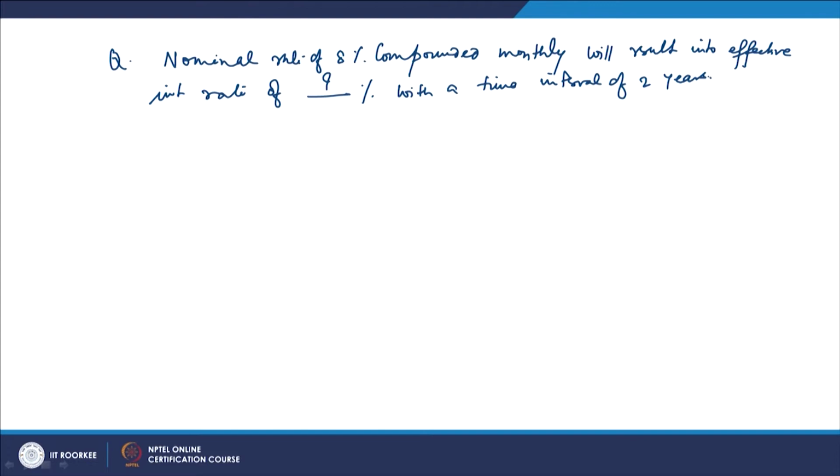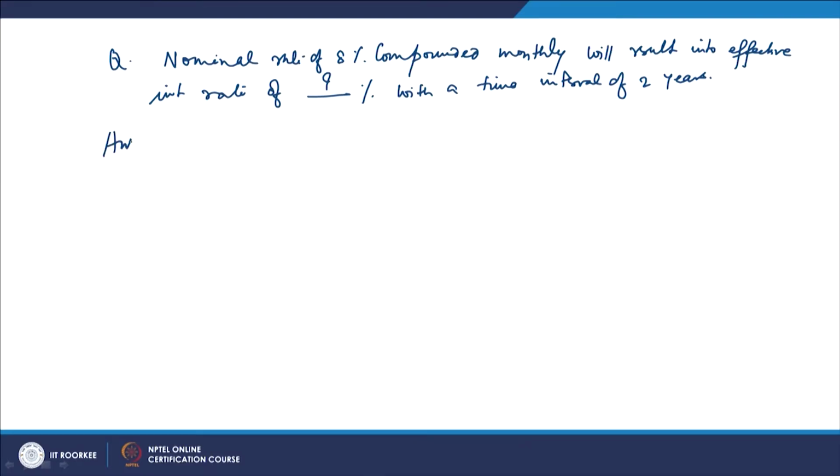We have discussed these types of problems, and we know that the effective interest will be equal to (1 + r/m) raised to the power l into m, then minus 1. We have to use that formula, and first we have to write what data are given. We have a nominal rate of 8% compounded monthly, so r will be 0.08.